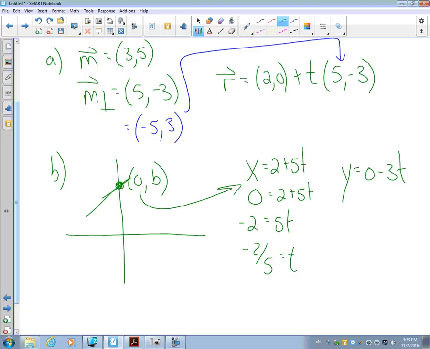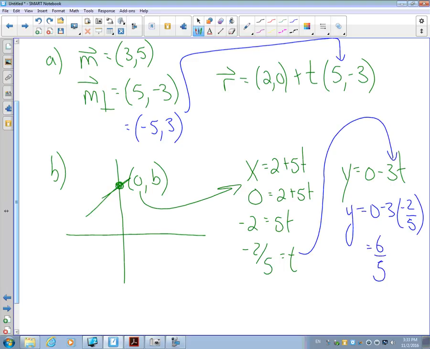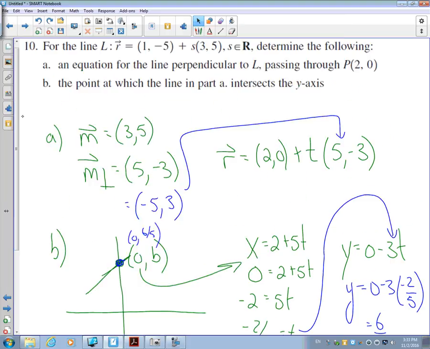Because it's a parameter, something has to exist for all the points on this line, so I can then use that in my other equation as t. So my y value has to be 0 minus 3 times negative 2/5, or in other words, 6/5. I have to be hitting this point at 0 and 6/5. Okay, by using the idea of a parameter that can be solved, and I already know something about that y-intercept. It has to have a 0 in it.